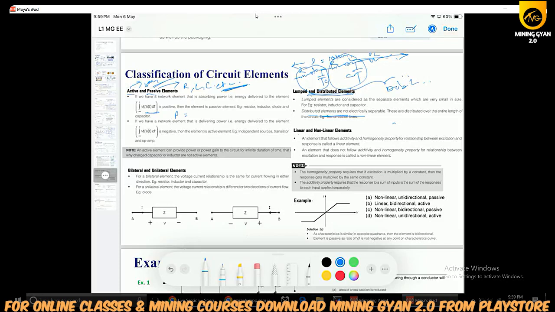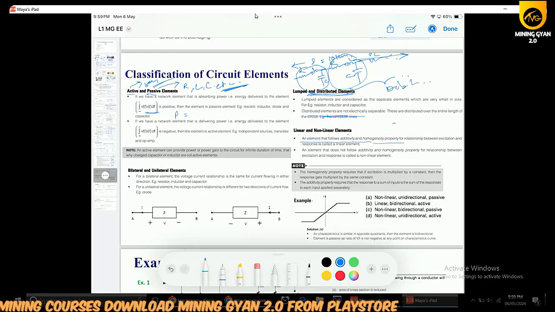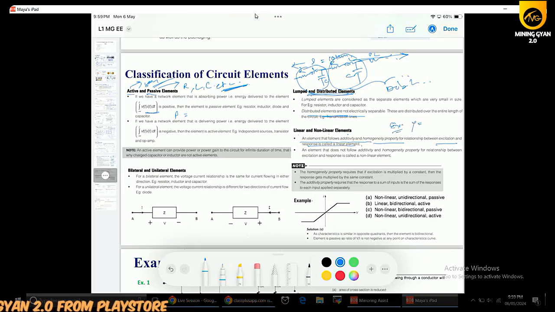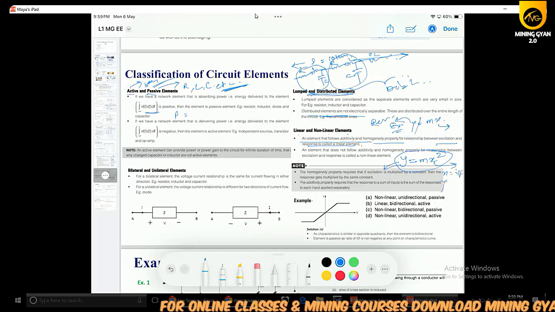And what is linear and non-linear element? An element that follows additivity and homogeneity property for relationship between excitation and response is called a linear element. Example, y equals m into x. X is the excitation and y is the response. But in case of non-linear element, we can't write like this. So there is no linear relationship between y and x. Here x is the input or excitation, and y is the output or response of the system.